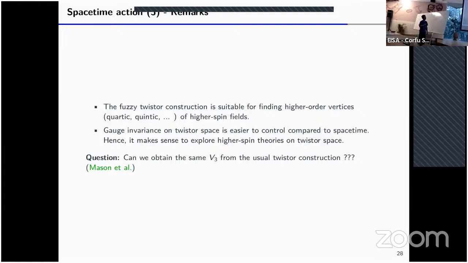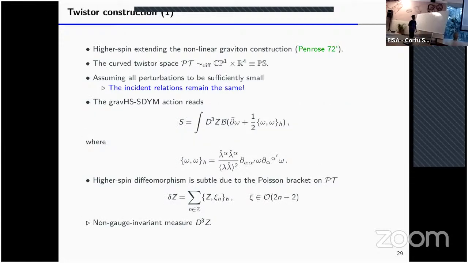I think that the fuzzy twistor construction is suitable for finding higher order derivatives of higher spin fields. Namely, we can also study the quartic and quintic if we have appropriate actions. And the gauge invariance on twistor space is easier to control compared to spacetime, and hence it makes sense to explore higher spin theories on twistor space. So a natural question arises: can we obtain the same cubic vertex V3 from the usual twistor construction? And the answer is yes.